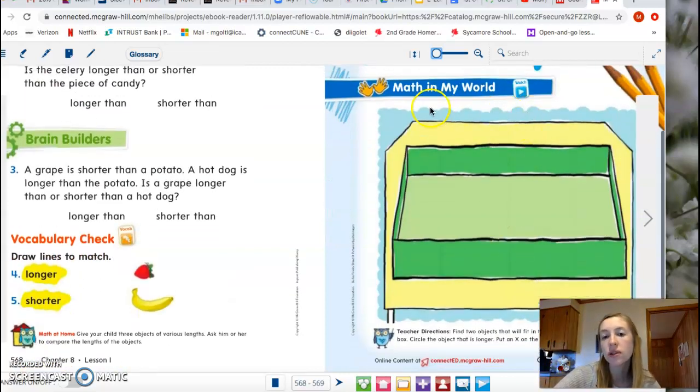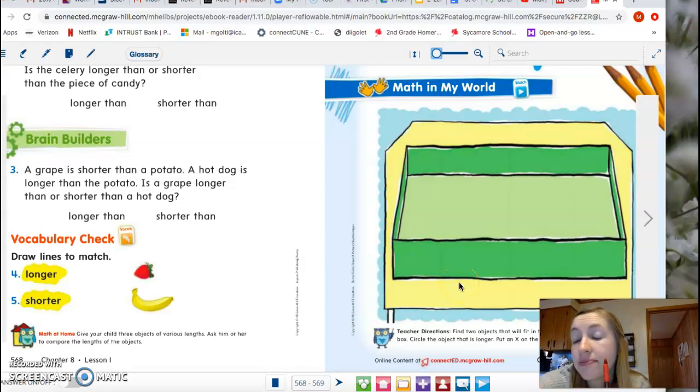So the instructions for the front page say find two things in your house. I have a pen and a pencil. I'm not going to do this because my marker does not work very well, but you are going to. Draw those two things. It says put an X on the thing that's shorter. So if I were to draw this, I would put an X on the pen because it's shorter.